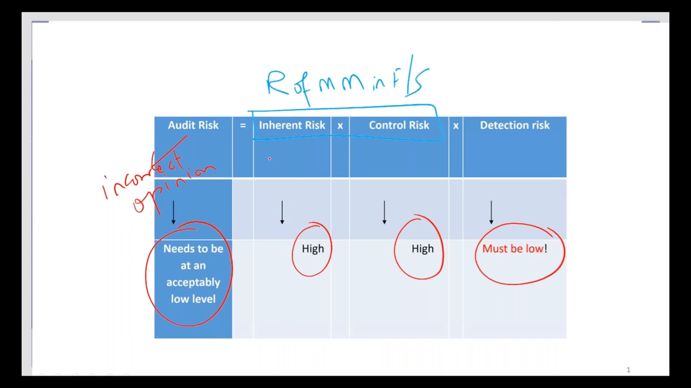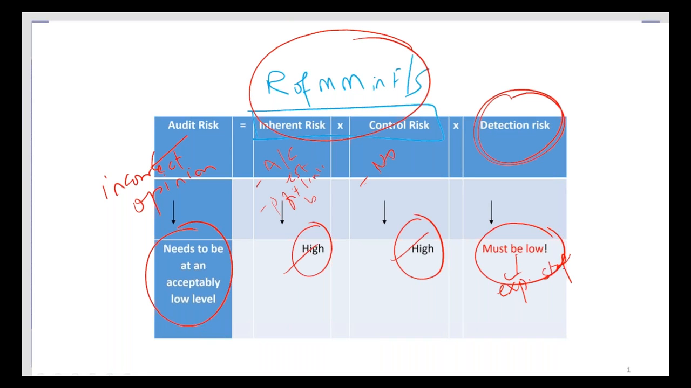I can make sure, for example, that I'm using more experienced audit staff. I can make sure, for example, I am selecting the proper sample. So maybe my sample selection needs to be sorted out. I need to make sure I'm exercising proper professional skepticism. I need to make sure I have the right audit procedures that I'm performing.